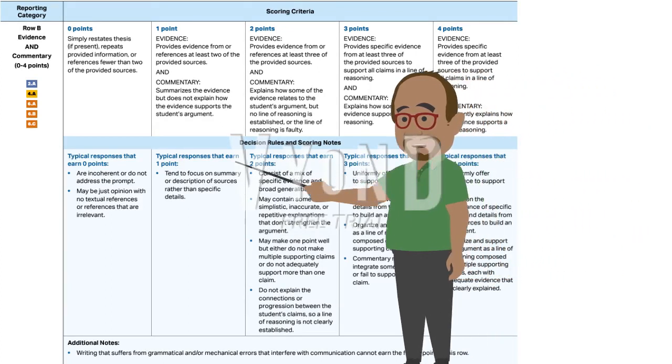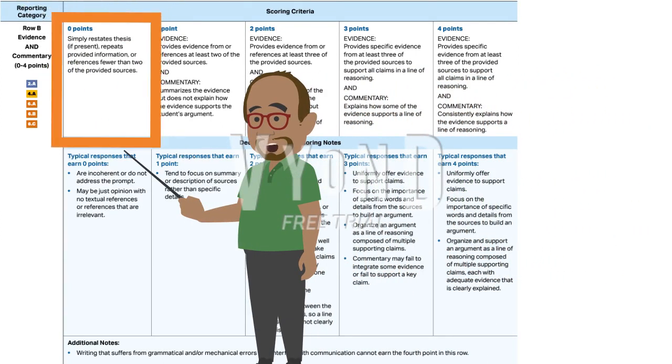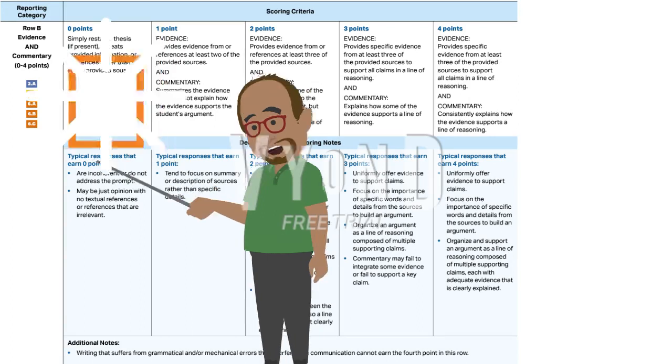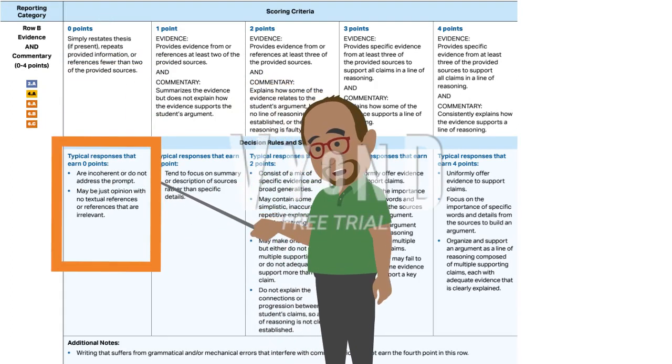An essay earns 0 points in this category if it merely repeats information that was already provided in the prompt, or, for the synthesis essay specifically, it references fewer than 2 of the 6 provided sources. Essays that earn 0 points for evidence and commentary are usually off-topic, incoherent, or just opinion-based with no textual references.